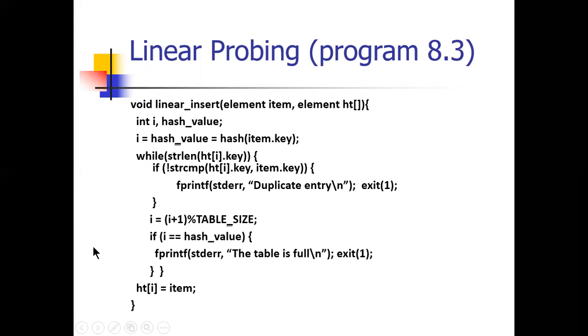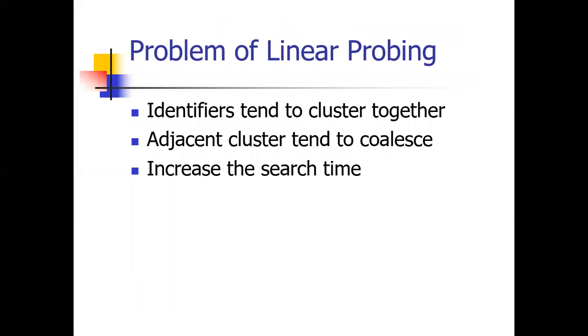This is the code that can do that. This is what we call linear probing insertion. So now, what are the problems of linear probing? Identifiers tend to cluster together, and adjacent clusters tend to compress or increase the search time.